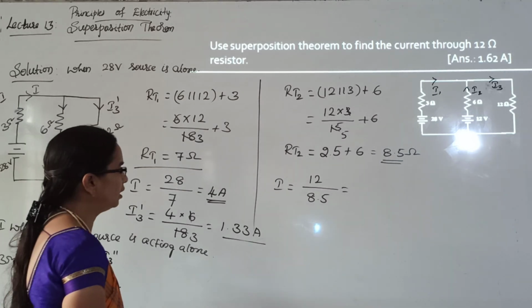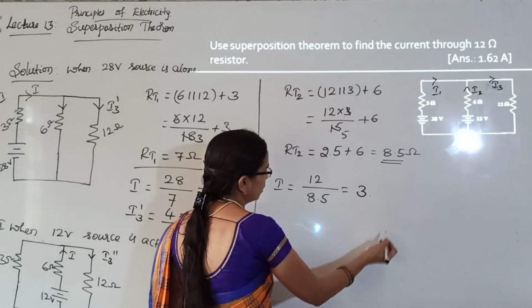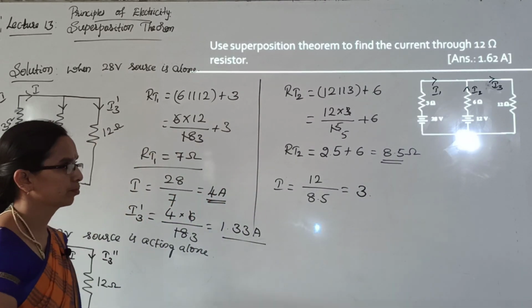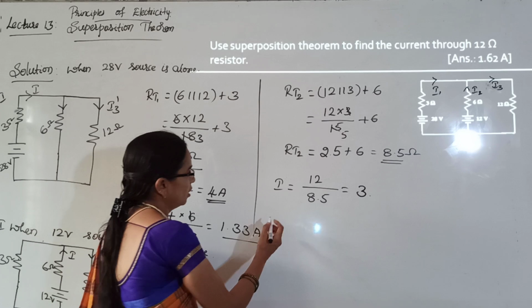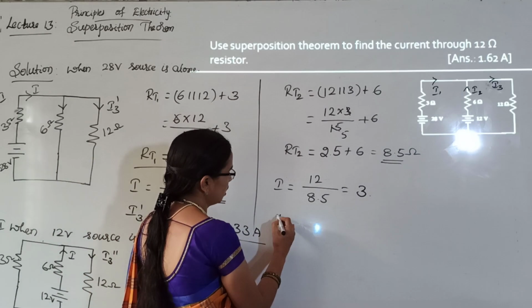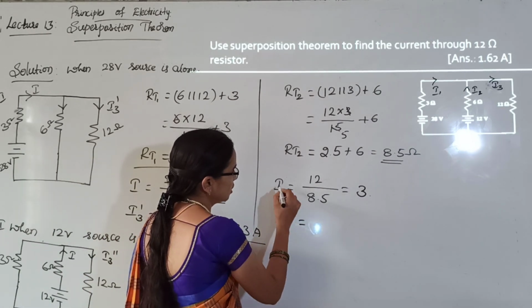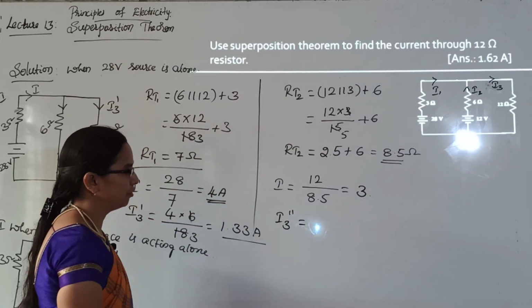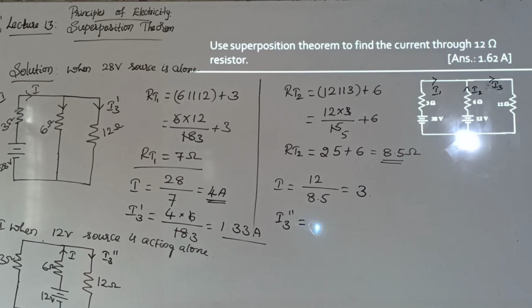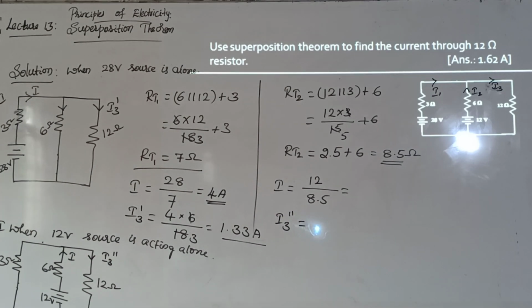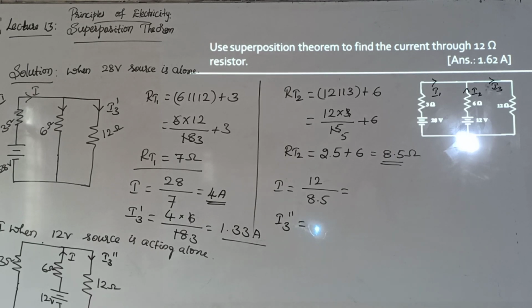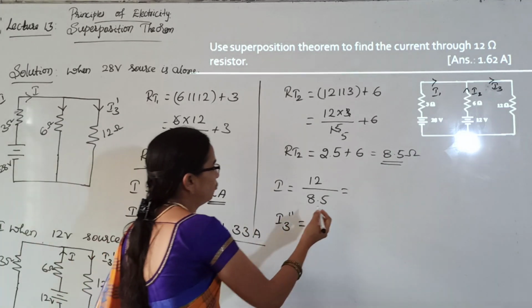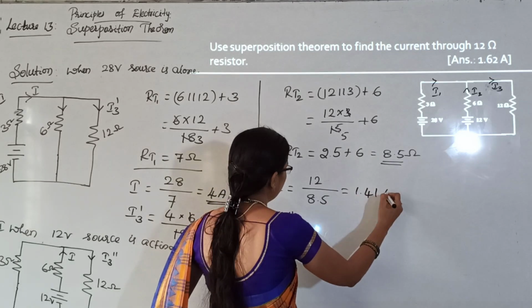Calculate it. How much will it be? It will be somewhere around 3 point something, you'll get. Next, I3 double dash. Substitute this current. What will be the value of that current? 1.41 is the current flowing.